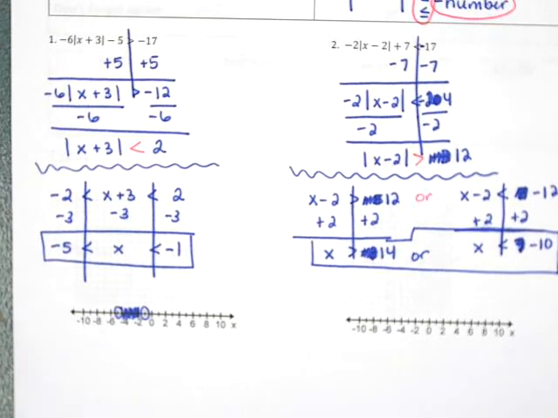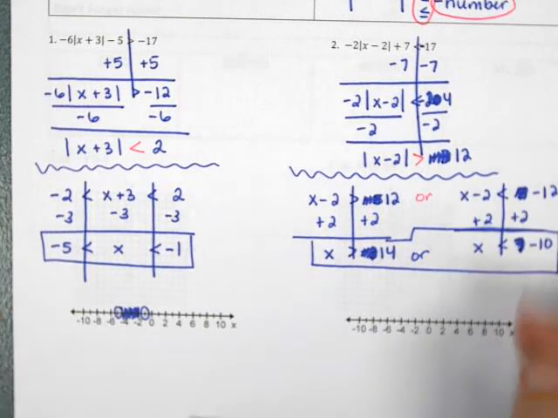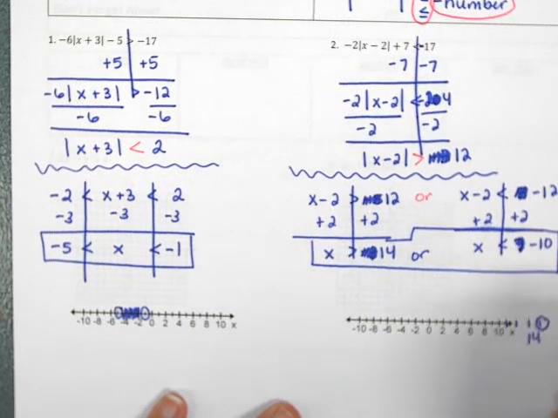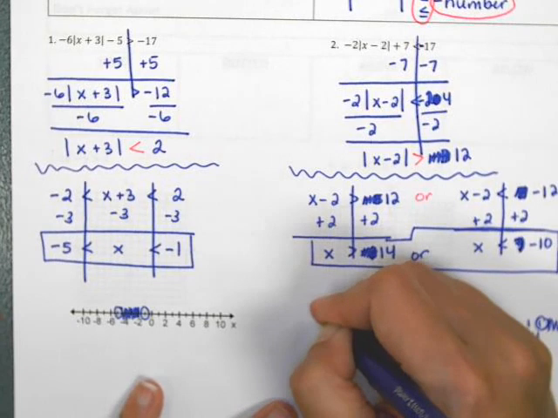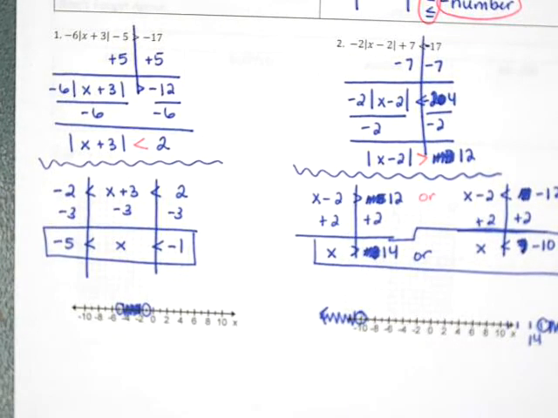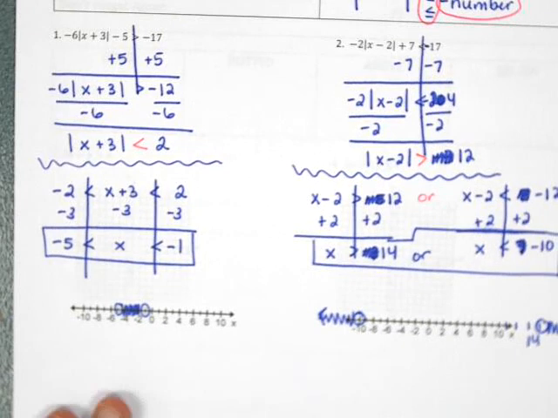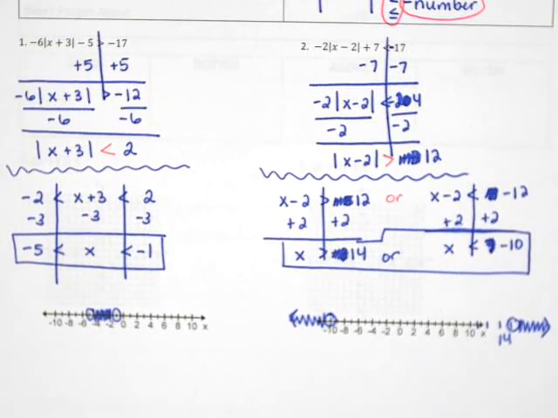Now I'm going to graph. So open circle on the 14. Just going to draw in some extra spaces there. And open circle on the -10 and shade to the outside. Let's just take a second, make sure you made all the right changes.